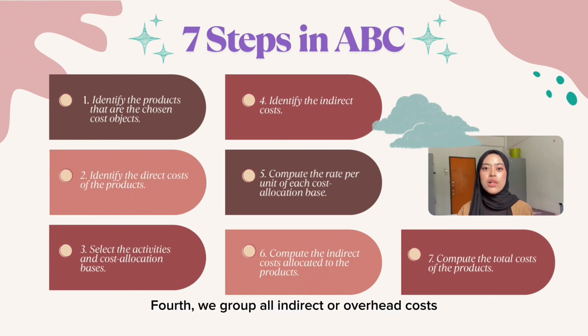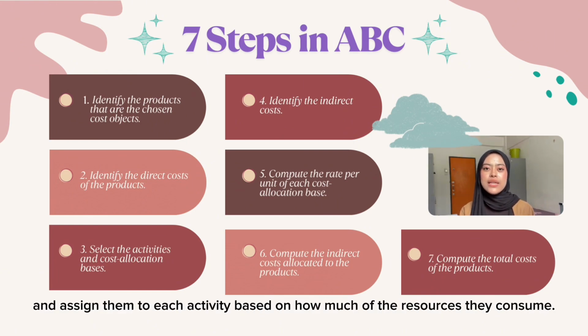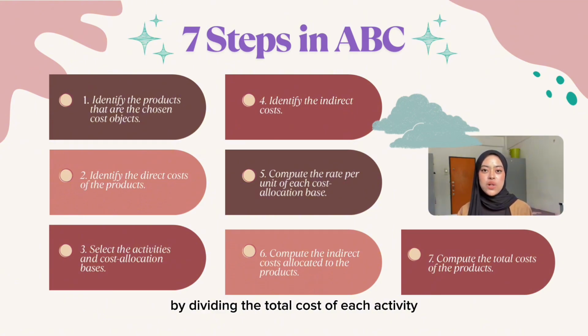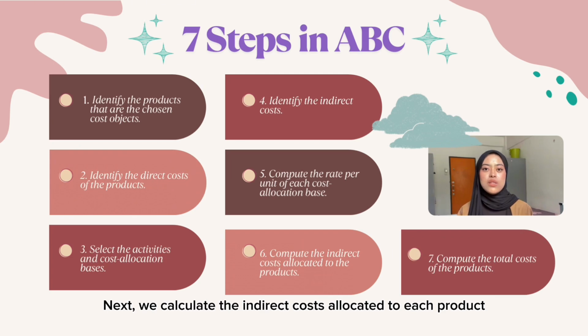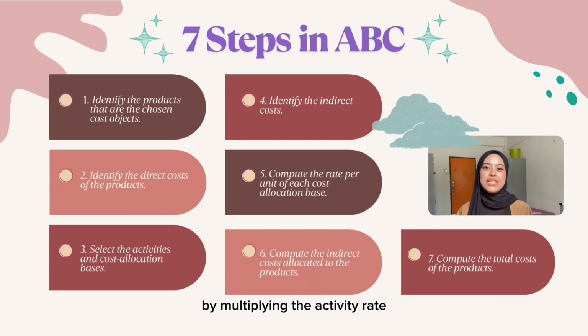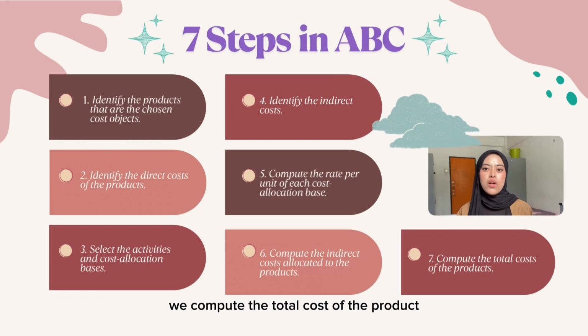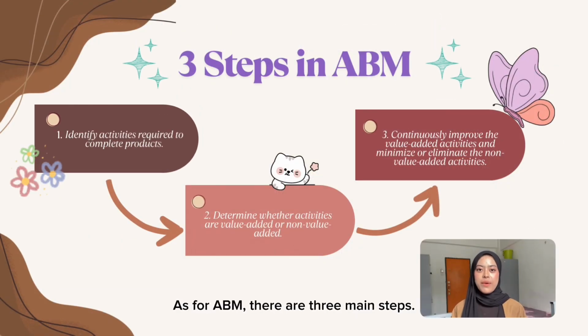Fourth, we group all indirect or overhead costs and assign them to each activity based on how much of the resources they consume. Fifth, we compute the rate per unit of each cost allocation base by dividing the total cost of each activity by the total quantity of its cost driver. Next, we calculate the indirect cost allocated to each product by multiplying the activity rate with the number of cost driver units used by each product. Finally, in the 7th step, we compute the total cost of the product by adding the direct and indirect costs together. As for ABM, there are 3 main steps.